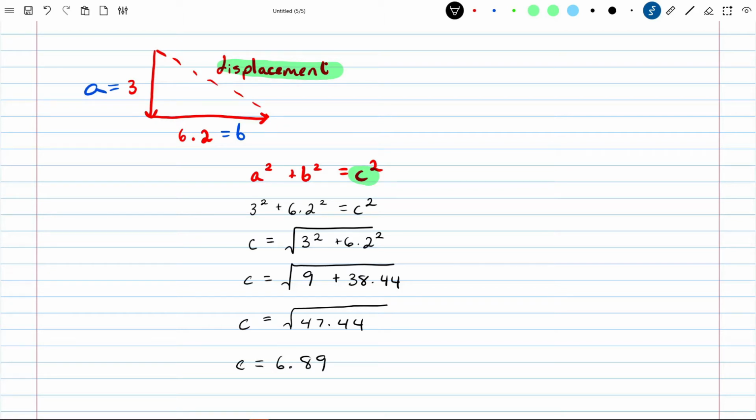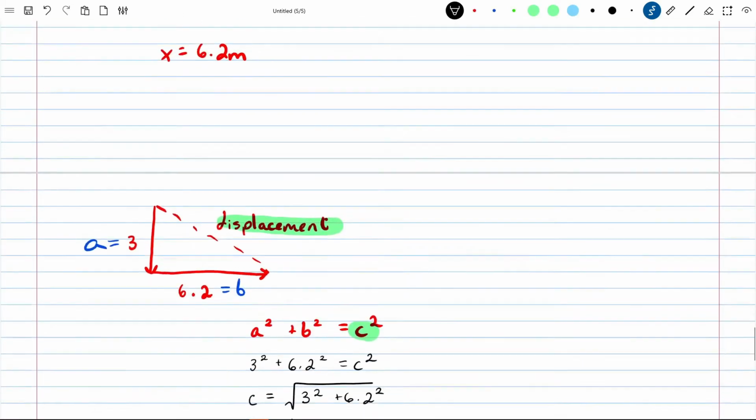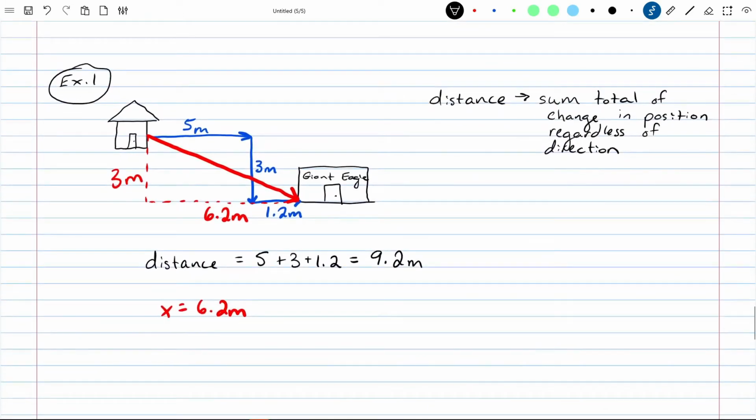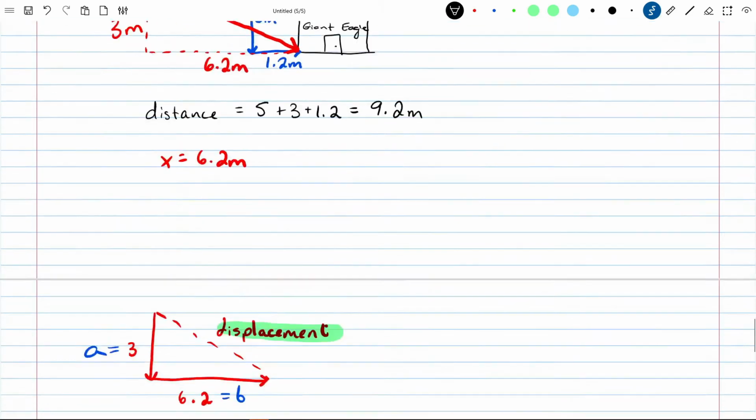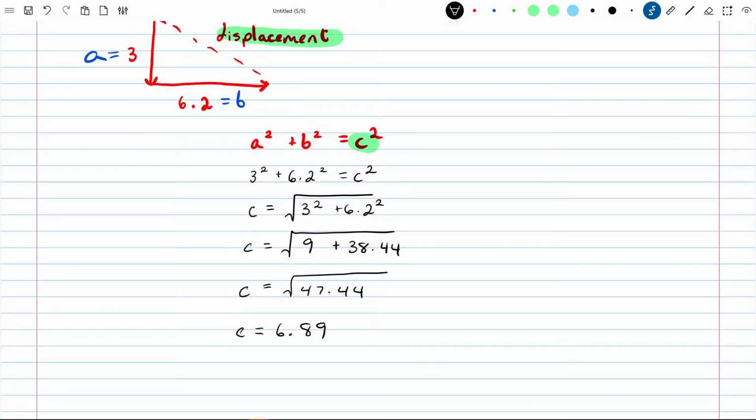6.89. Now, before, we weren't dealing with real-world examples, and so with it being pure math, there were no units. However, now we are talking about the real world. There's real distances involved, and so we need to put those units. In this case, it would be meters. So her total distance was 9.2 meters, and her total displacement is 6.89 meters.